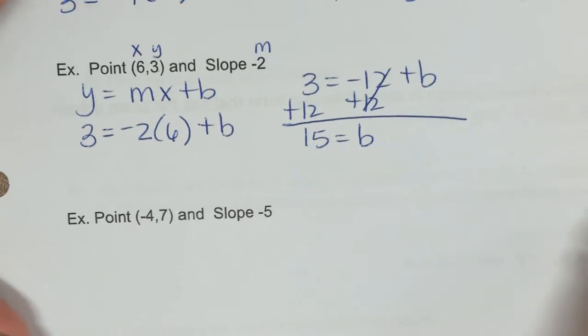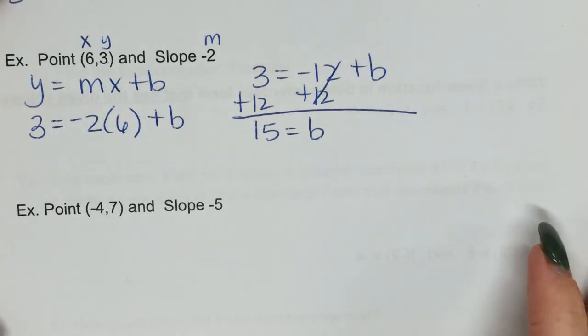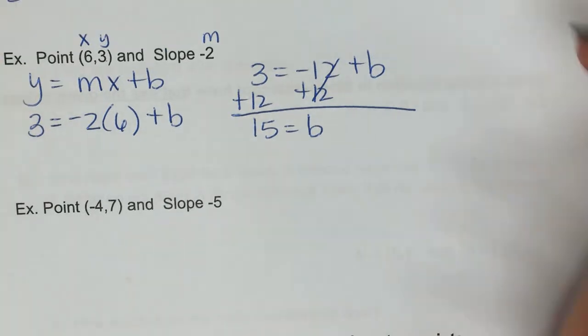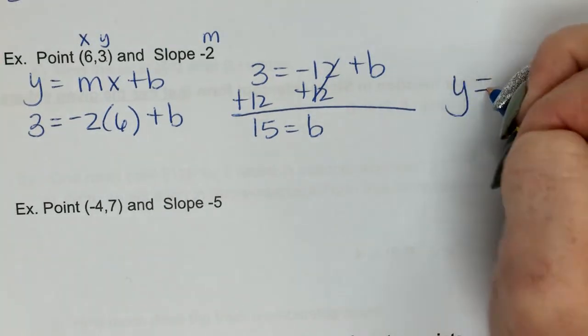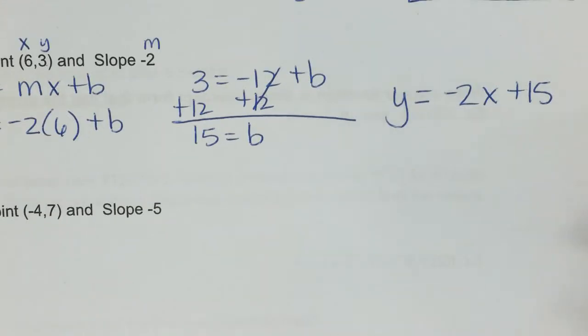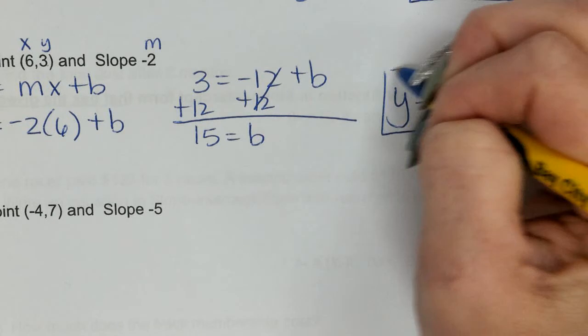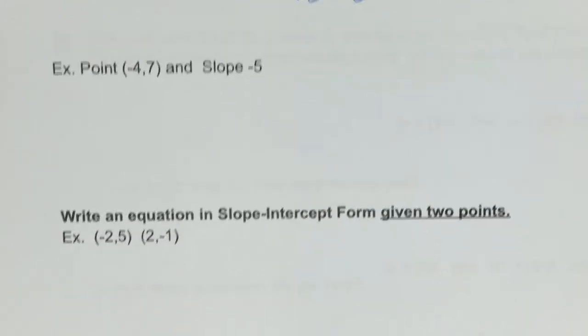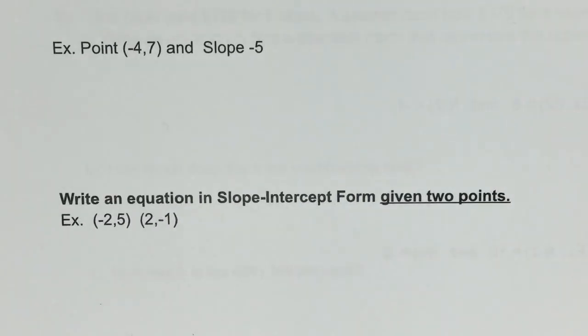Okay, am I done? So what do I have to do now? I actually have to write the equation. So what is my equation? Very good. Y equals negative 2x plus 15. All right, you guys are going to try the next one on your own.